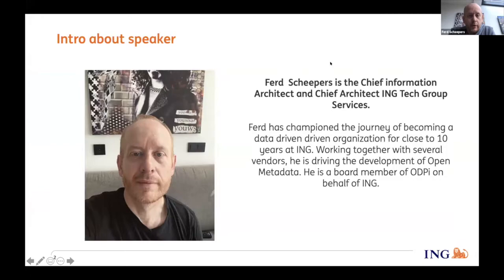So I already mentioned before, I'm Ferd Schepers, Chief Information Architect at ING, also Chief Architect of ING Tech Group Services. So for all the global applications of ING, I do the architecture. Well, actually, people who work for me do, and I just manage to keep them busy. I've been involved in open metadata since day one, actually even before day one.